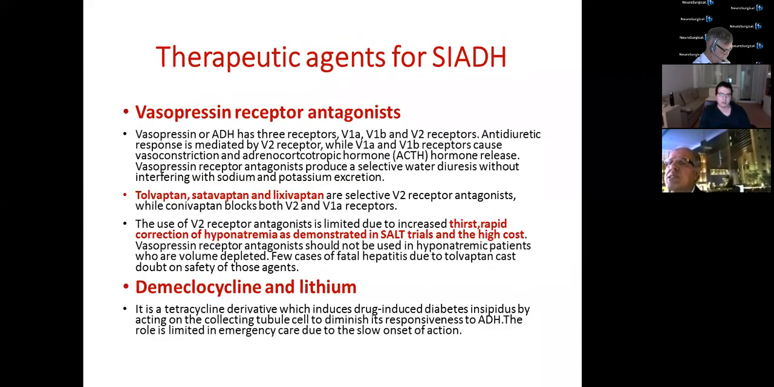Of course, we have other agents now for correction of hyponatremia. If it is chronic hyponatremia, we have tolvaptan. It is an oral agent, but in emergency cases it is not preferred because it can cause fast, rapid correction of hyponatremia. It is good in chronic hyponatremia. The same applies to demeclocycline, which is a tetracycline derivative, and lithium. Both can be used in chronic hyponatremia, but not in the acute phase, because they are slow acting. The effect usually takes place within 5 days.